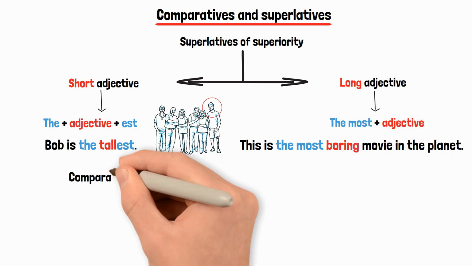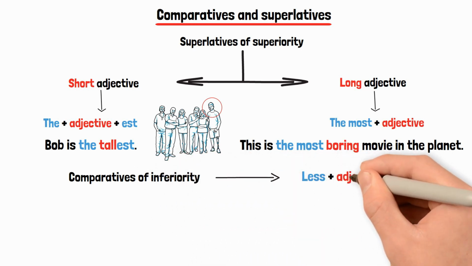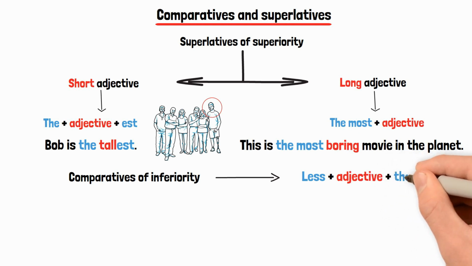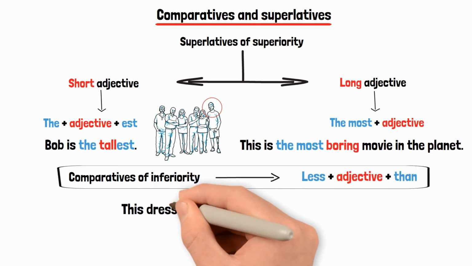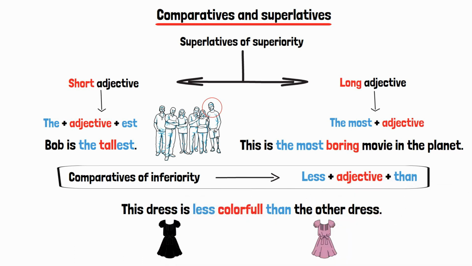Now, comparative of inferiority. Less plus adjective plus than. This dress is less colorful than the other dress. It means that the other dress is more colorful.